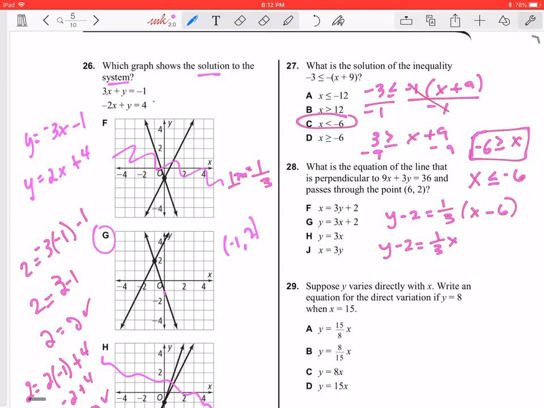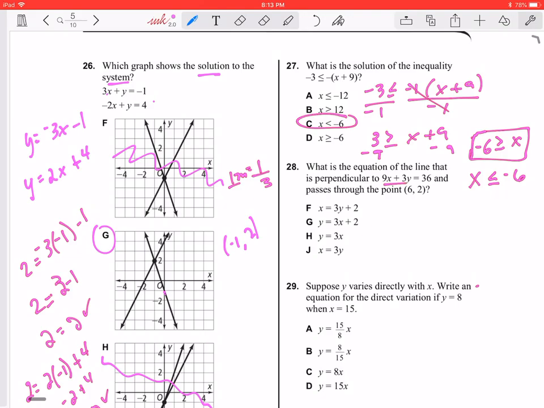Wait, hold on. Plus, maybe minus 2. Plus 2, plus 2. y is equal to 1/3 x. Hold on. What's the equation of the line perpendicular? None of these answer choices are correct. Let's double check.